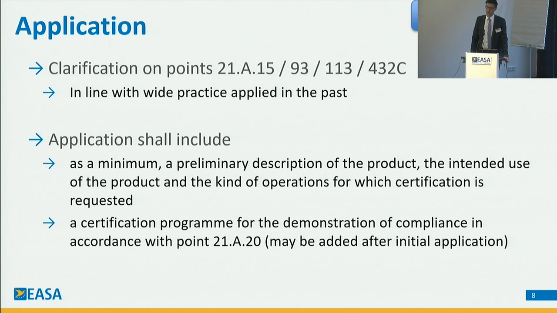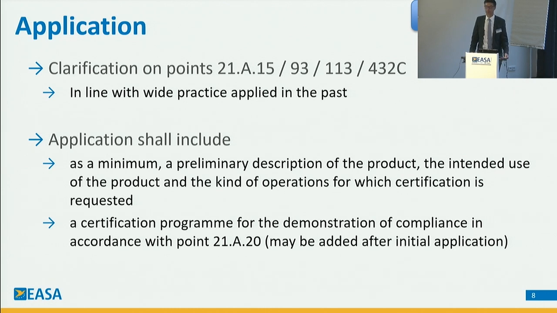We clarified what has to be included in the certification program. In line with wide practice applied in the past, so in principle what you did in the past has not changed, but now we have documented, written down what we really expect from it, which maybe helps because, for example, the technical description was not always so brilliant that we could understand the issue in the first instance. So the application shall include as a minimum a preliminary description of the product, the intended use of the product, and the kind of operations for which certification is requested. This is now the wording of 21A15.